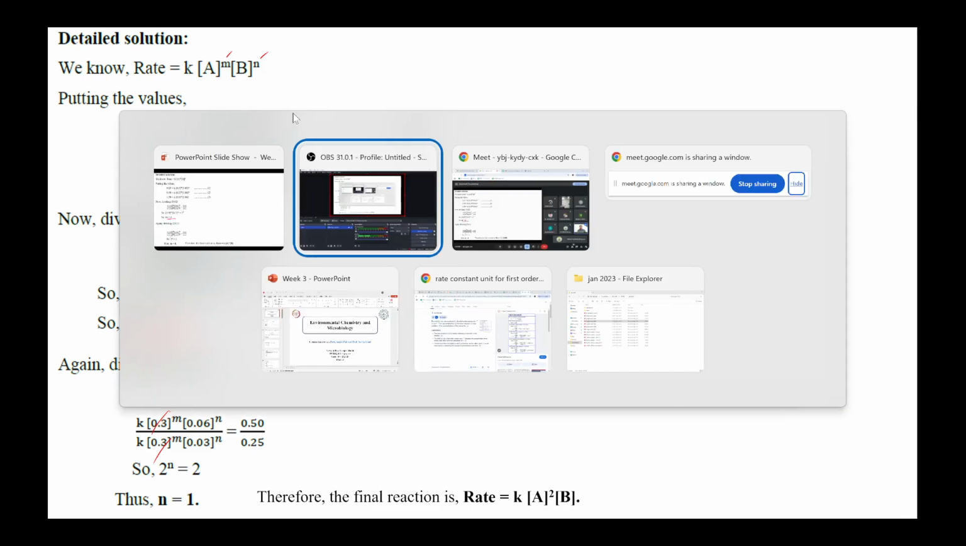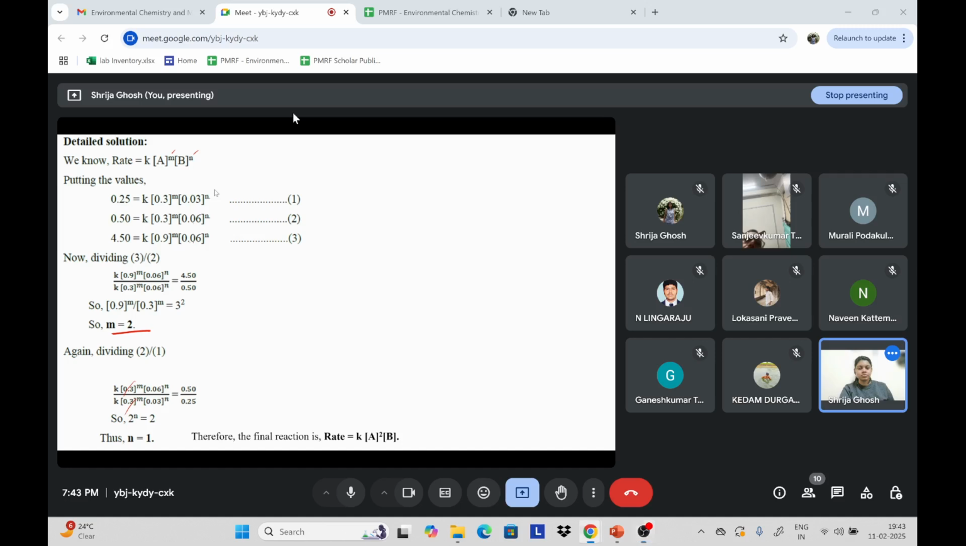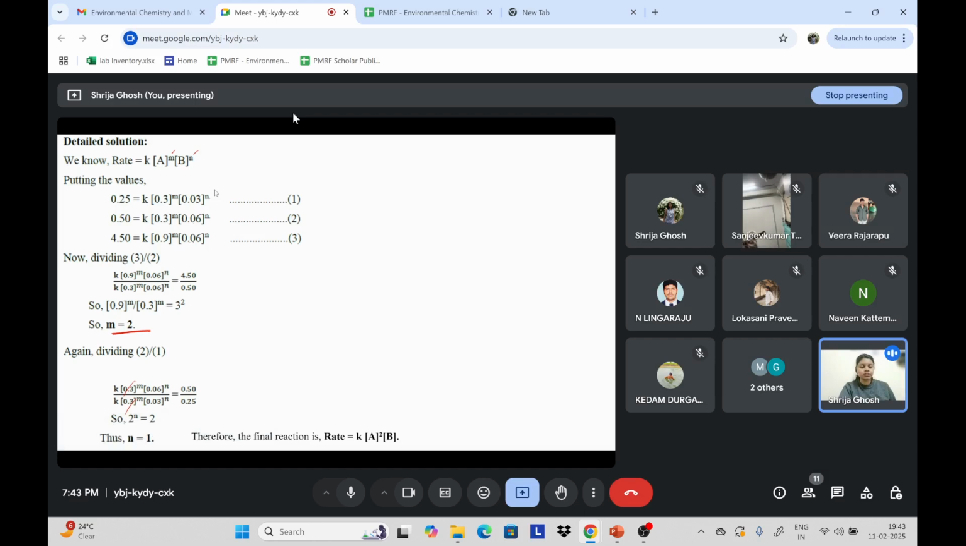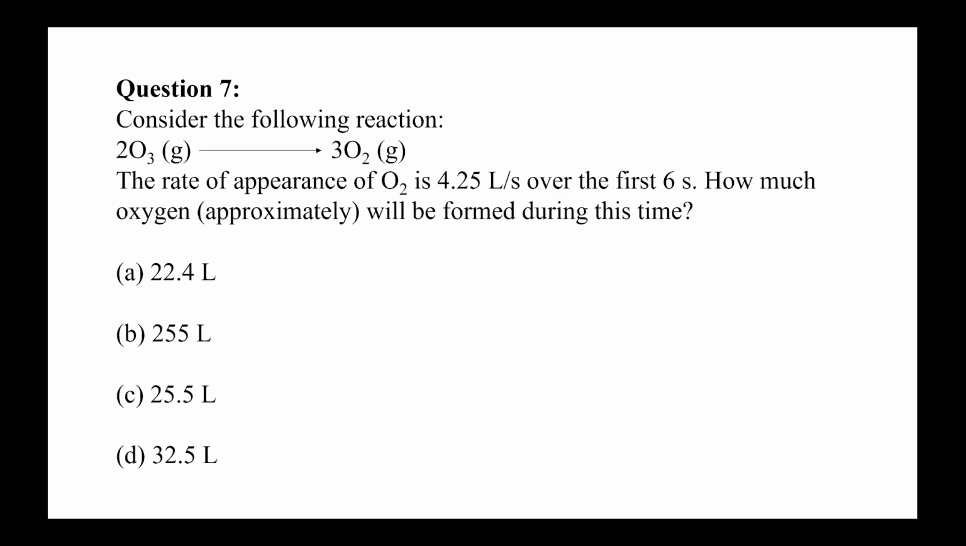Is this clear to everyone? If you have any doubt, please write it in the chat box or you can unmute and ask. Anybody has any doubt? Okay. If there's no doubt, then I can move ahead.